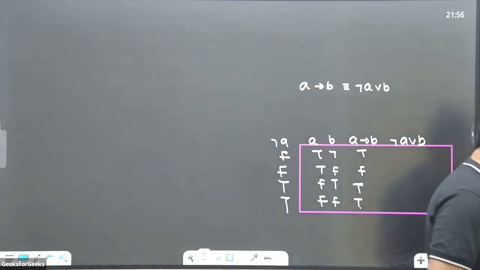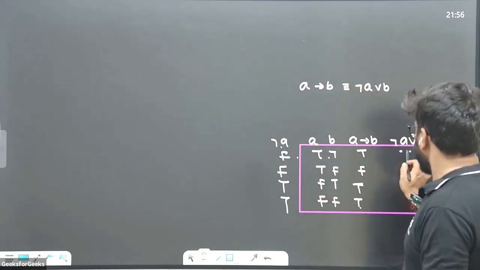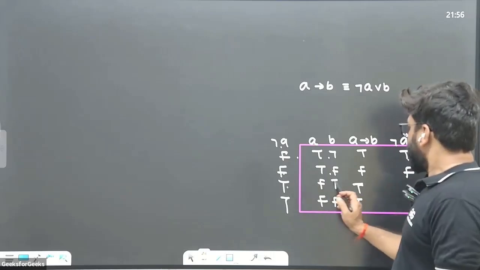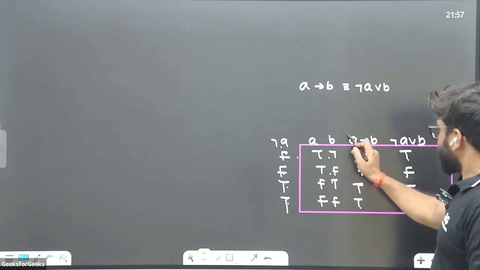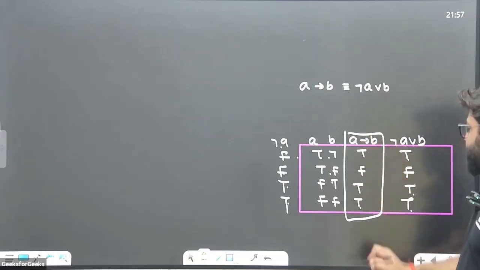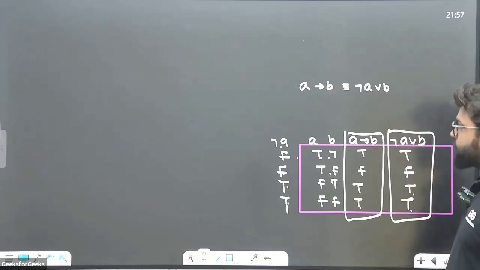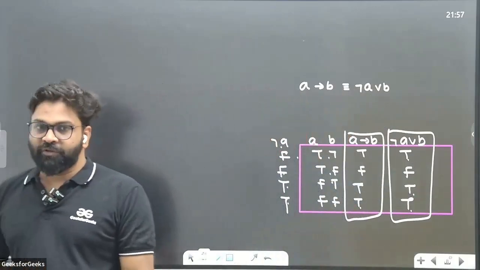So the first one will become what? Here negation of A or B. False or true will become true. False or false will become false. True or true will become true. And then true or false will become true. As you can see, this will have the same behavior, same column. A implies B: true, false, true, true. And this is also true, false, true, true. So we can say that A implies B is logically equivalent to negation of A or B.